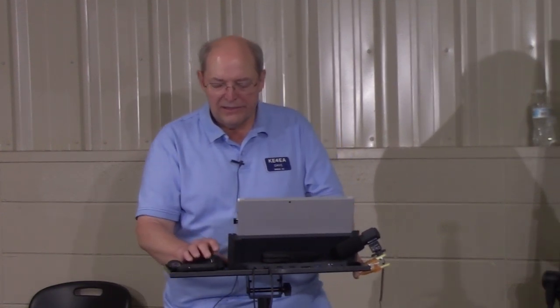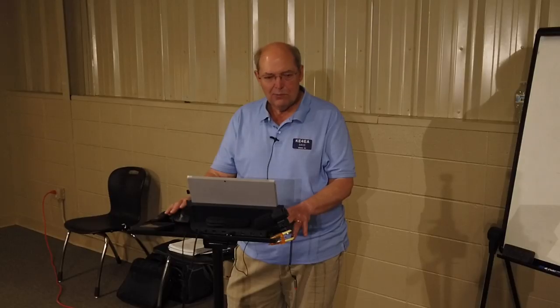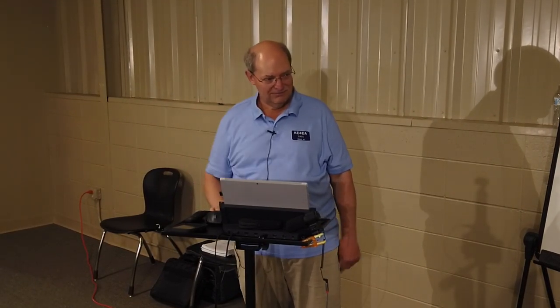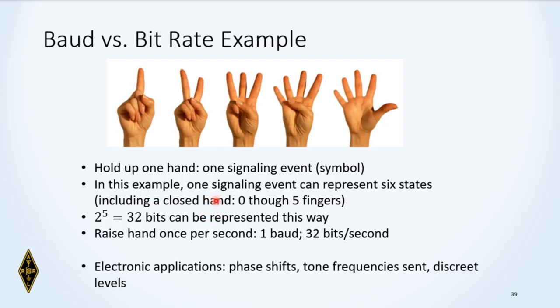Now, I don't know where I originally heard this analogy, but to me it was just extremely helpful. So I hope it'll be helpful to you as well in talking about baud versus bit rate. So consider this. If you hold up one hand, we've got one signaling event. So I could raise my hand and I'm saying hi to Gary, or to Ray, or to Tom. Say hi. Good. Now, in this example, one signaling event can represent six states. They're really five positive bits because I've got five fingers, right? Or I could hold up my hand and I'd have no fingers.